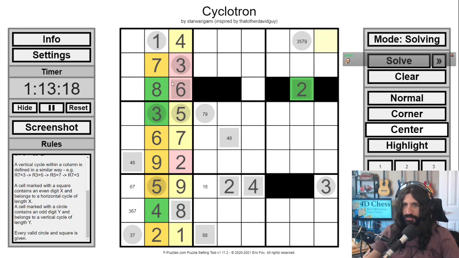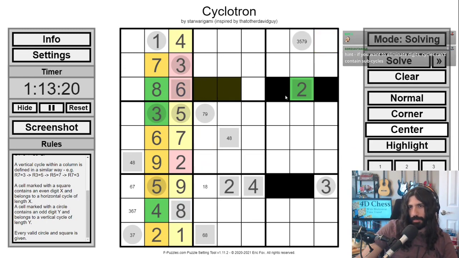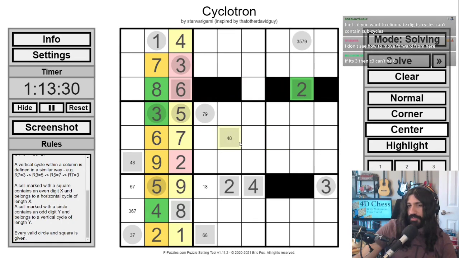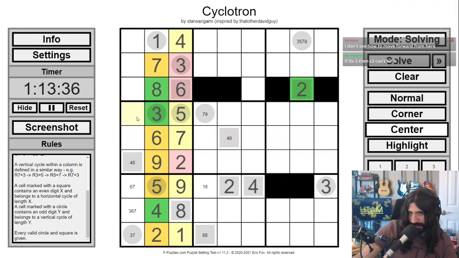Is there any way that we can figure out which... No, probably not, right? No, it's going to be difficult to constrain which one of these is the self-referential block. If it's an 8, then there is exactly one self-referential block. So that's cool. Same with this.